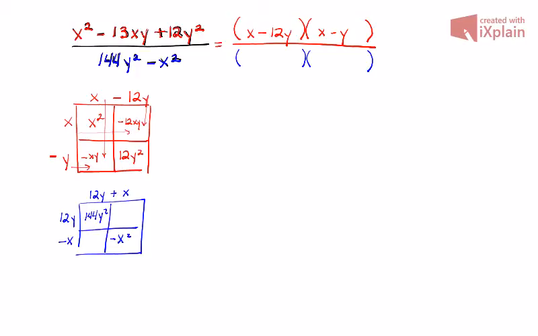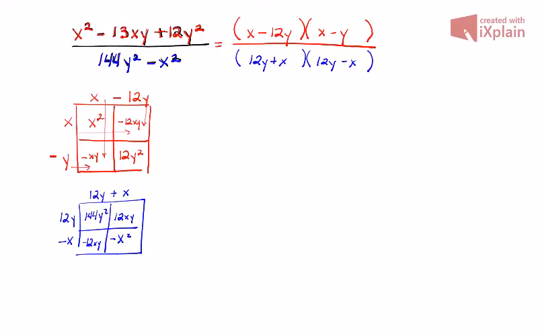Again, we can check this, and here we would get a positive 12xy. Here we get a negative 12xy when we do the multiplication. When we add up those two middle terms, they will cancel each other out because they are additive inverses, or in other words, opposites of one another. So here we would have a 12y plus x, and then a 12y minus x.